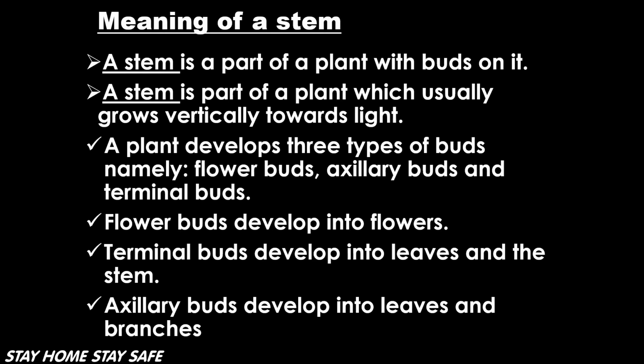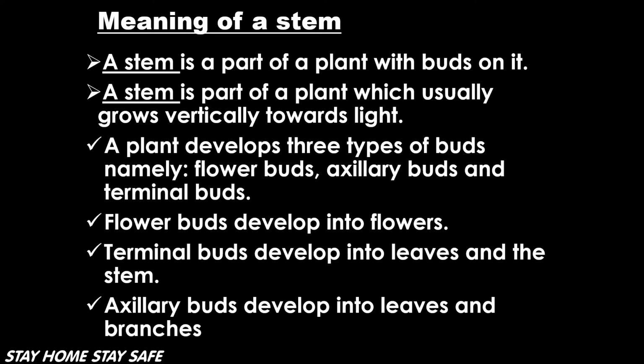Now, a plant develops three types of buds. You saw them in the structure, remember? The three types of buds of a plant are: one, the flower buds; two, the axillary buds; and three, the terminal buds. The flower buds develop into flowers. The terminal buds will develop into leaves and the stem. And the axillary buds develop into leaves and branches.